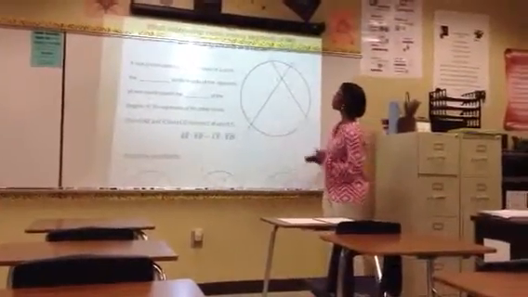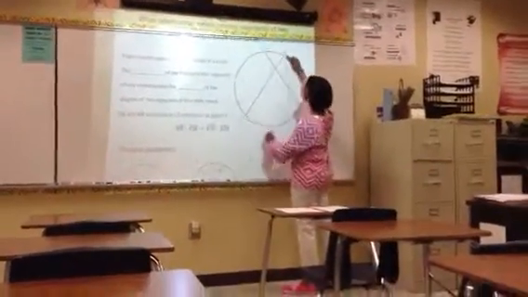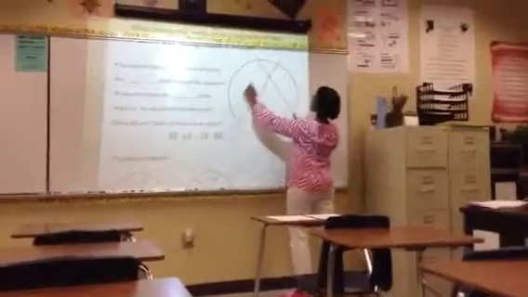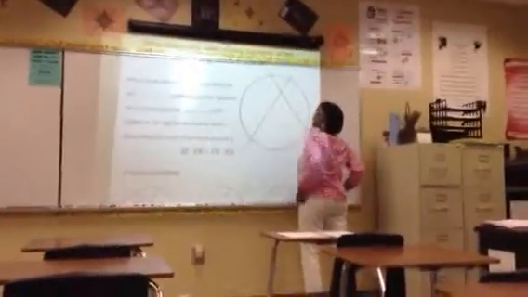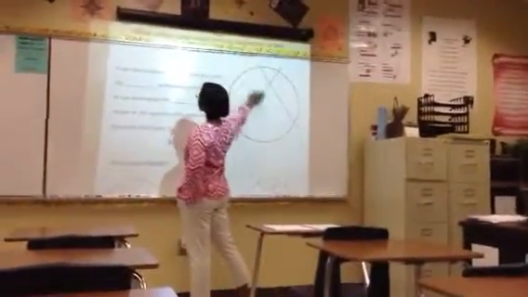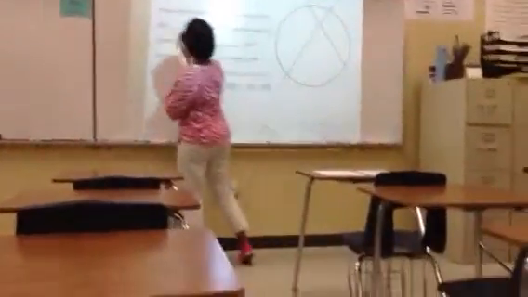Alright, so we do have two chords in the interior of this circle. One of the chords is segment AB, and the other chord is segment CD. So, let's try this once again. If two chords intersect in the interior of a circle, the blank, the products. Listen in. The products of the lengths of the segments of one chord.